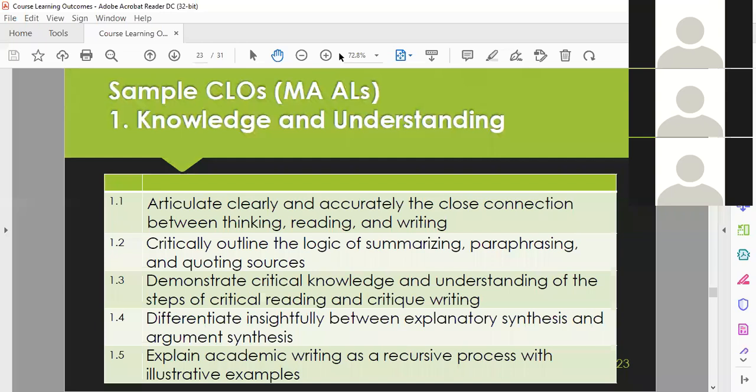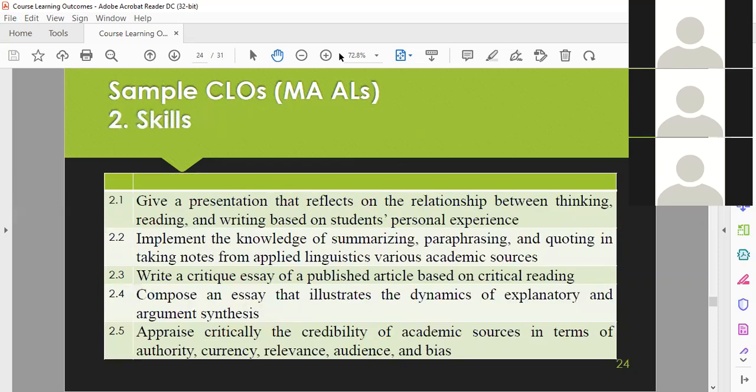Articulate clearly and accurately the close connection between thinking, reading, and writing. Critically outline the logic of summarizing, paraphrasing, and quoting sources. Demonstrate critical knowledge and understanding of the steps of critical reading and critique writing. Differentiate insightfully between explanatory synthesis and argument synthesis. Explain academic writing as a recursive process with illustrative examples. I'm sorry I'm sharing this example from MA level, but I have not recently written the learning outcomes of a BA course, but I have shared this.